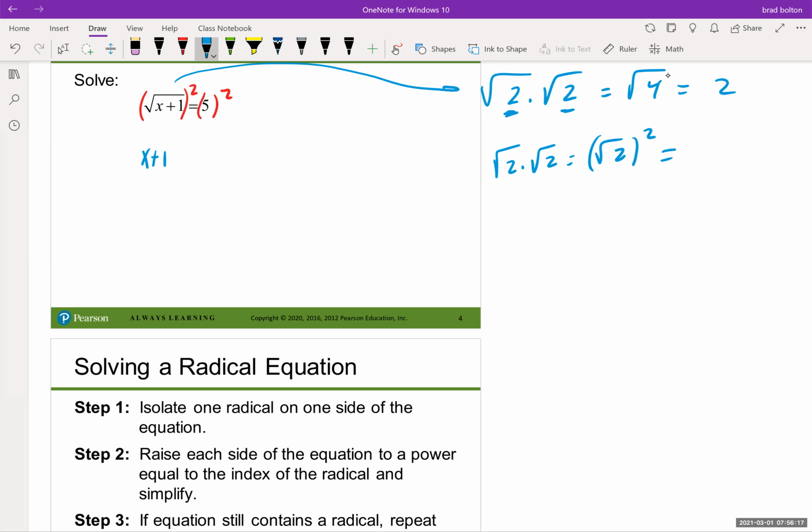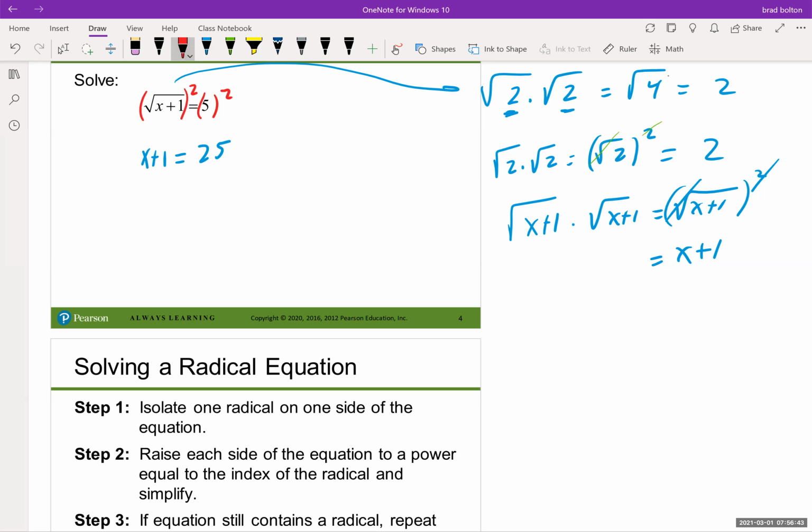So in a way, we do this in our minds, we cancel those out, and this just becomes 2. Now the same thinking goes for the square root of x plus 1 times the square root of x plus 1, which would equal the square root of x plus 1 squared. So that would just be x plus 1, right? That's how our thinking is going to go. And this equals 25, right? So now we're going to solve.